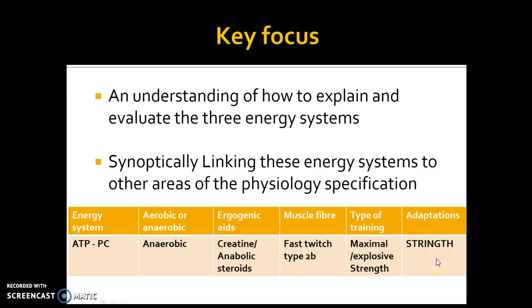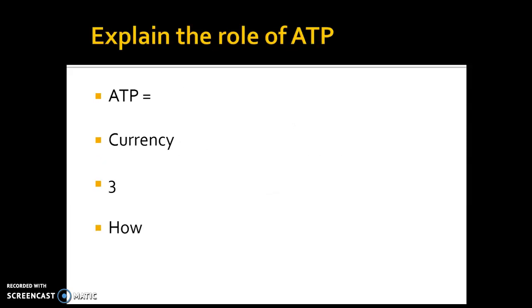So what I'm going to do then, if that's just me introducing you, for people who've got a little bit of apprehension about doing these presentations, I was just going to run through the ATP PC system and show you how you do the synoptic links at the end. So to start off, if you remember, we had this first one, you had to explain the role of ATP. So I've got these triggers here: ATP, currency, 3, how.